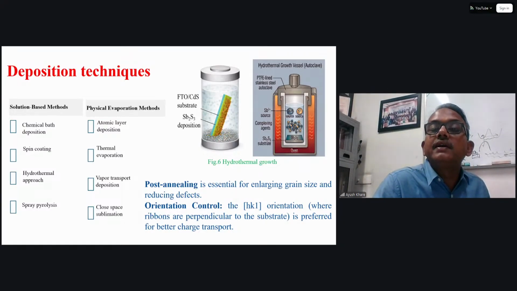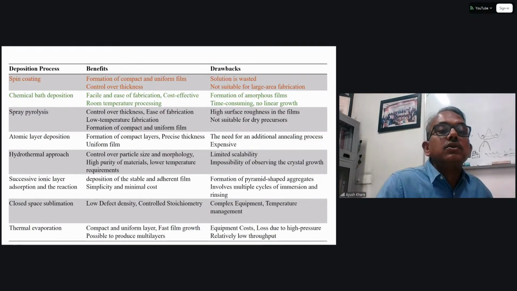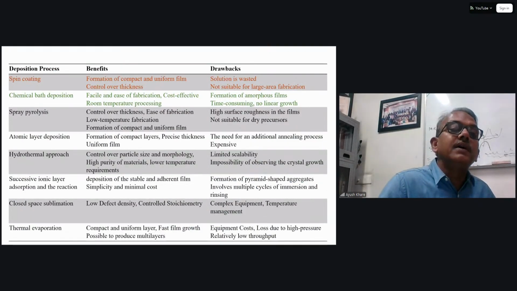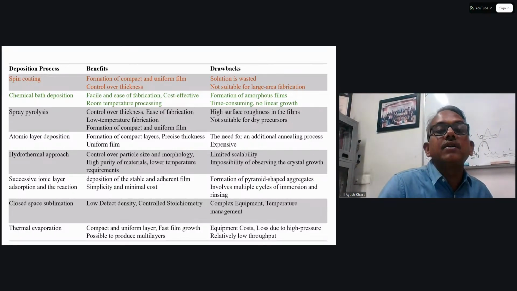charge transport is efficient. So this is a further classification of different techniques like spin coating, formation of compact and uniform film. You will find from this that chemical bath deposition is a very simple technique, but non-uniformity is a drawback of these materials, right? So these are the certain techniques in which deposition is possible, but certain merits and demerits are there.